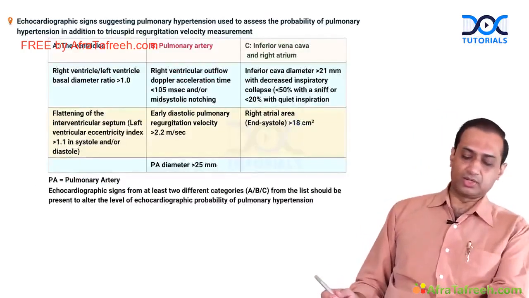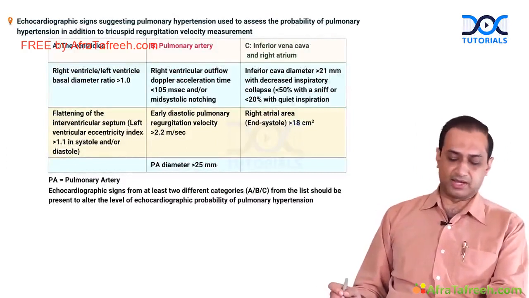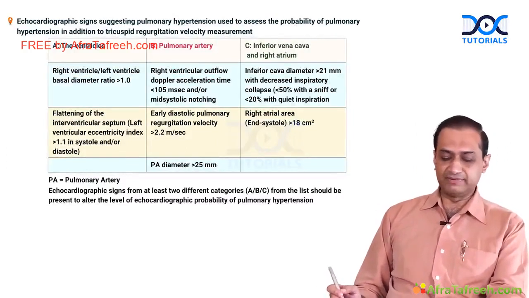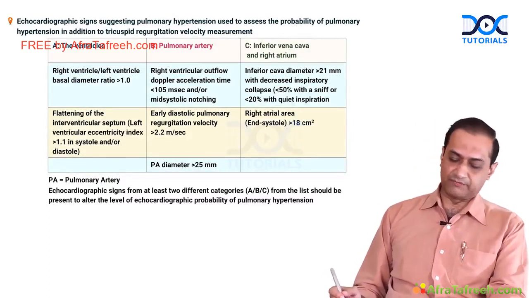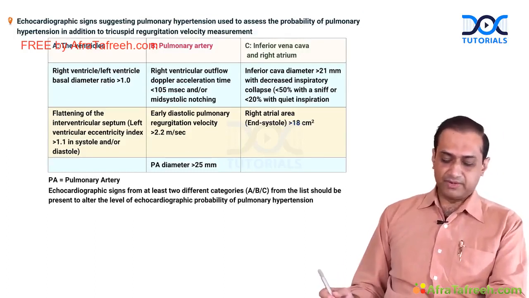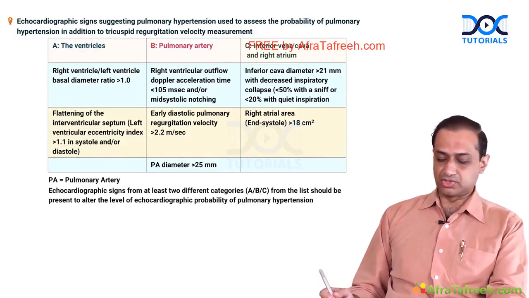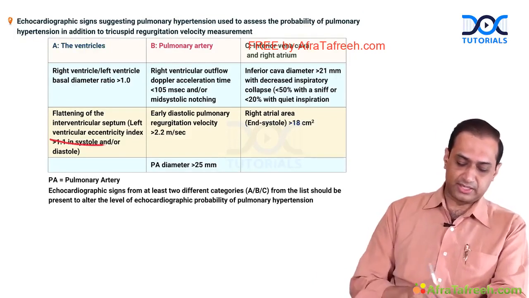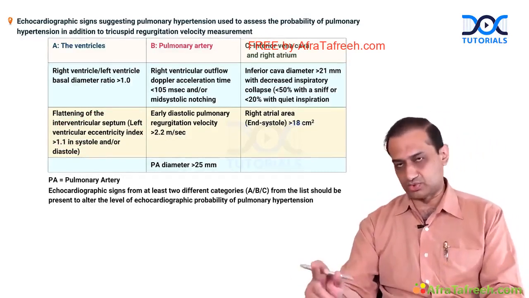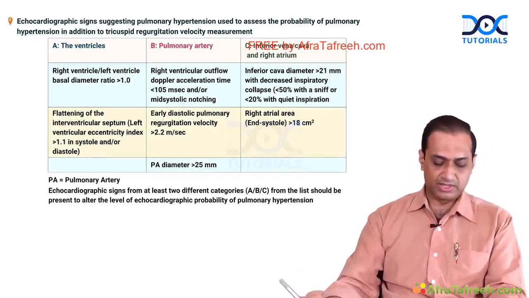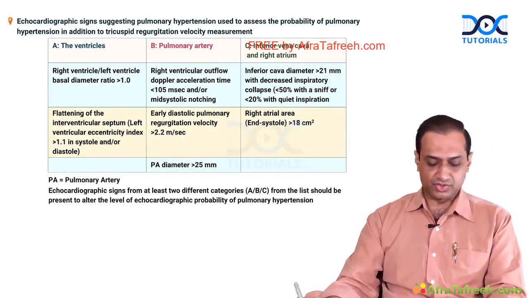Other echo criteria include assessment of the ventricles, PA and IVC-RA. RV to LV ratio more than 1, RVOT Doppler acceleration time less than 105, and IVC diameter more than 21 with decreased inspiratory collapse are features of PH. Flattening of the interventricular septum, also called the eccentricity index, is the ratio of the left ventricle transverse to longitudinal diameter. If it's more than 1 in systole and/or diastole, it is again a feature of pulmonary hypertension.